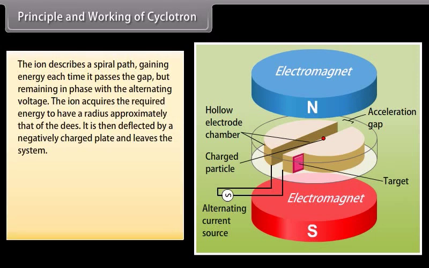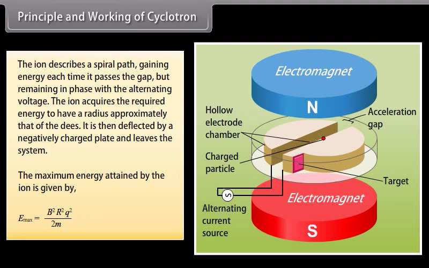The ion describes a spiral path, gaining energy each time it passes the gap, but remaining in phase with the alternating voltage. The ion acquires the required energy to have a radius approximately that of the Ds. It is then deflected by a negatively charged plate and leaves the system. The maximum energy attained by the ion is given by B²R²Q²/2m.